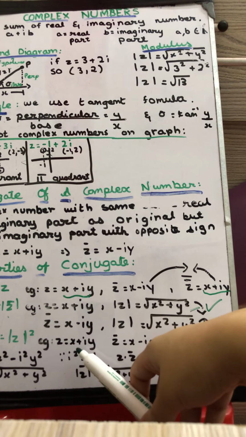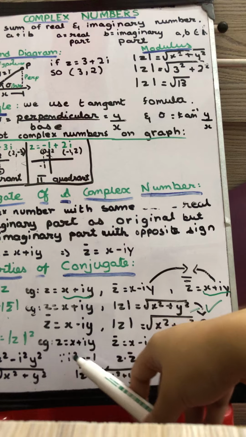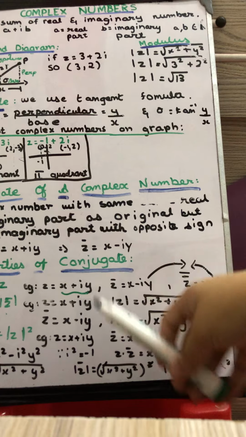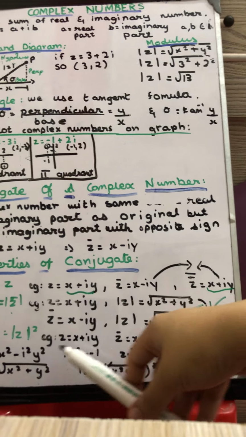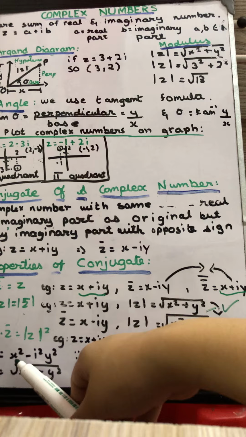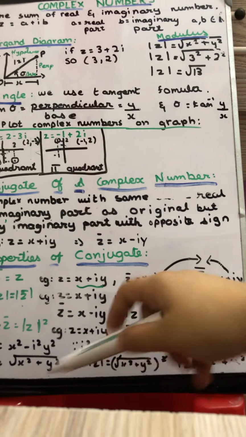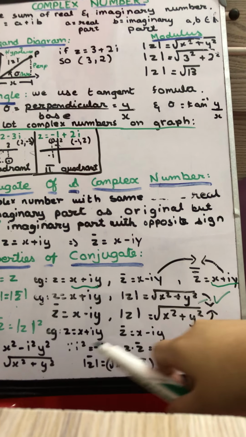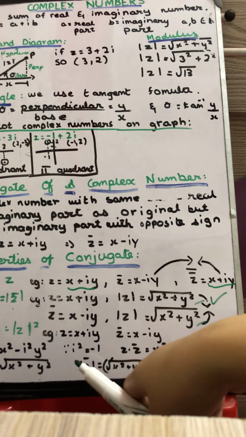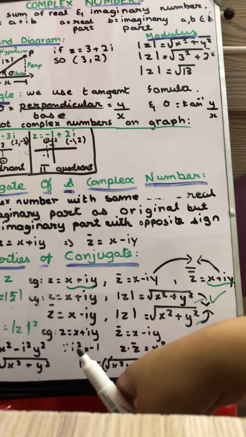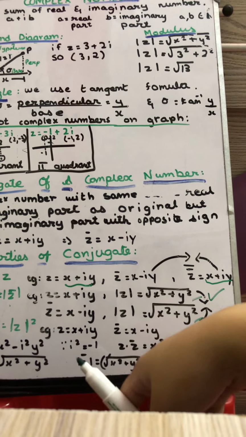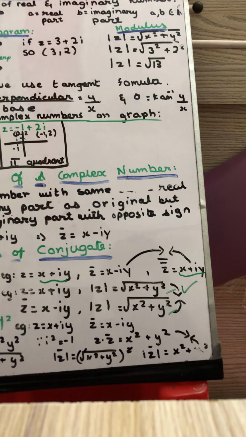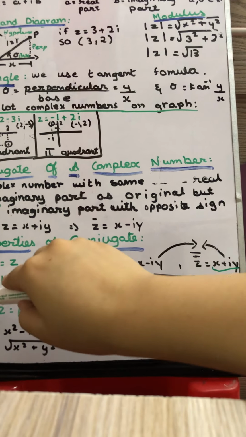You can identify quickly that we can use a formula here. It's a plus b into a minus b, so the formula is a square minus b square. So you can see z into z conjugate is equal to a square, which means x square, minus b square, which means iota square y square. But don't forget that iota square is equal to minus 1. So z into z conjugate is equal to x square plus y square. Okay, so the left hand side is proved.